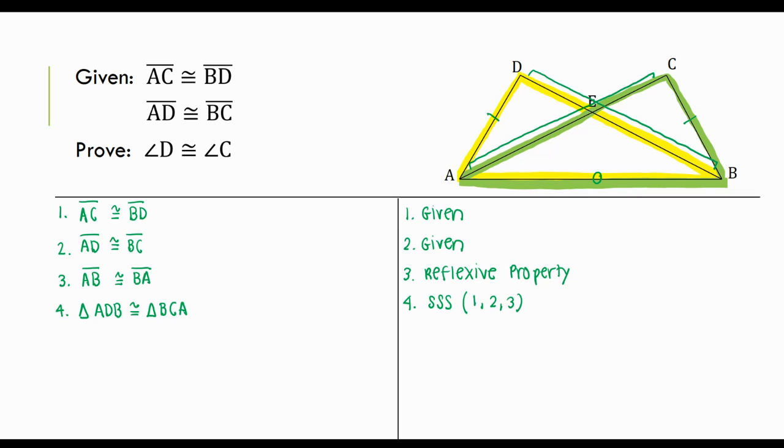And now that I have congruent triangles, any other pieces of those triangles are congruent. So we are able to go to our 5th and final step, that angle D is congruent to angle C. And remember, the reason for this would be CPCTC. Corresponding parts of congruent triangles are congruent.